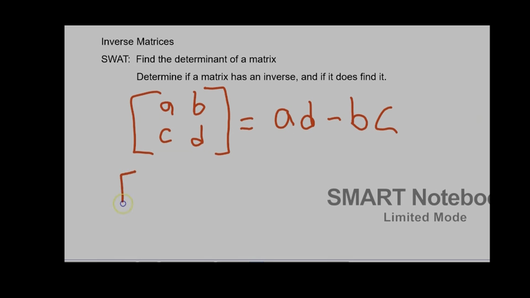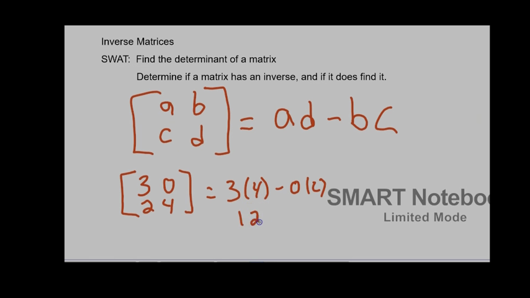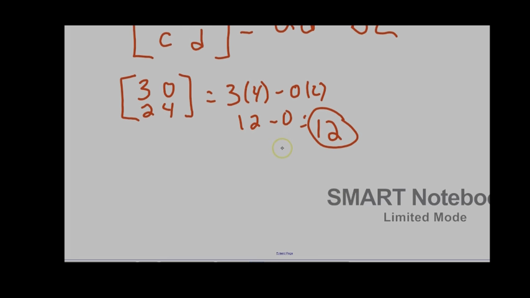So for example, if we have the matrix 3, 0, 2, and 4, the determinant for this matrix is going to be 3 times 4 minus 0 times 2. So 3 times 4 is 12. 12 minus 0 times 2. So the determinant for this is just 12. That's the determinant for that matrix. And we are only going to do the determinants with 2 by 2 matrices. We're not going to go any further than that.